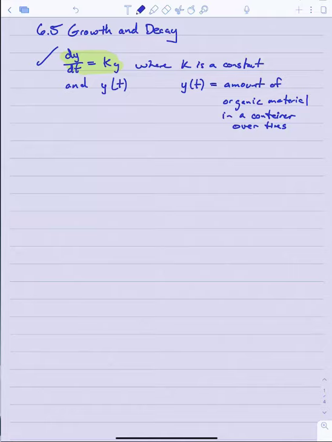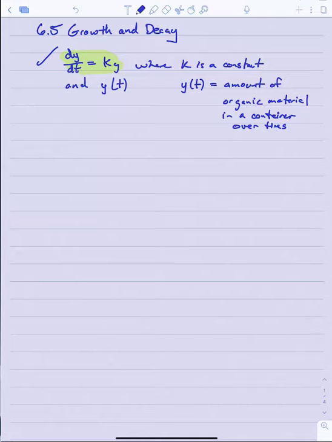And in our example of the organic material in a container, that should make sense. The organic material provides the fuel for growth. The rate of growth should be larger if there is more material. It shouldn't be as fast if there's less material. So basically, that's what this equation says.